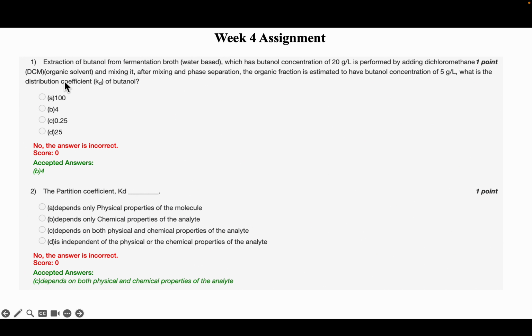The first question is: extraction of butanol from fermentation broth, which is water based and has a butanol concentration of 20 gram per liter, is performed by adding dichloromethane, DCM, which is an organic solvent, and mixing it. After mixing and phase separation, the organic fraction is estimated to have a butanol concentration of 5 gram per liter. What is the distribution coefficient of butanol?